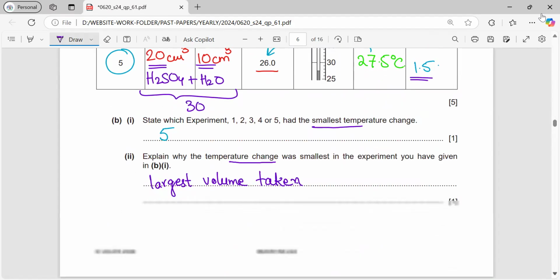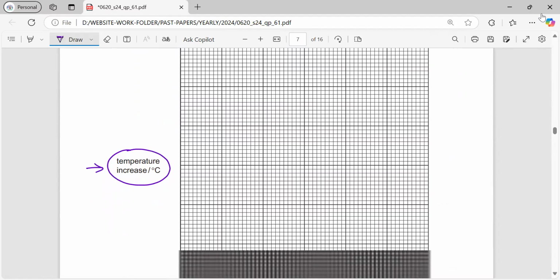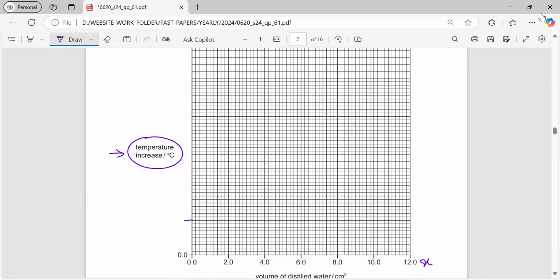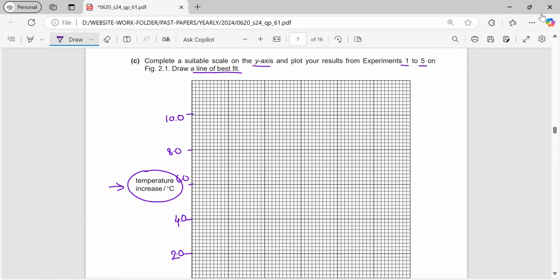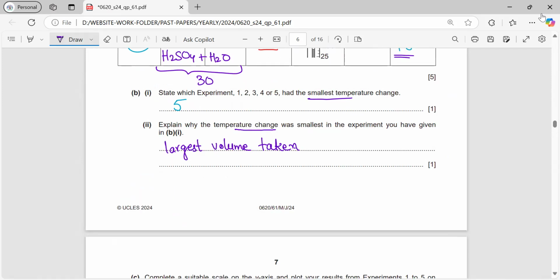So what we can do, we'll take the boxes like 2.0, 4.0, 6.0, 8.0, 10.0, and the last one is 12.0. We can take the scale like this. Now we'll plot the graph.